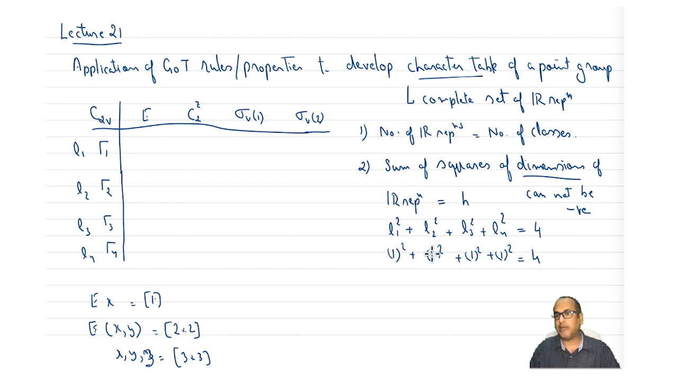So now we know that all the dimensions are 1, 1, 1, 1. So we can write the trace under E as 1, 1, 1, 1, right? So from 16 unknown elements, we have solved for 4 in one shot. I hope that is clear. Again, the sum of squares of dimensions of IR representations is equal to h, which gives L1 square plus L2 square plus L3 square plus L4 square equal to 4. The only solution is 1, 1, 1, 1, because we cannot take negative values, as these are dimensions, and the dimensions are nothing but the trace of the matrix under E. So we can safely write 1, 1, 1, 1 here.